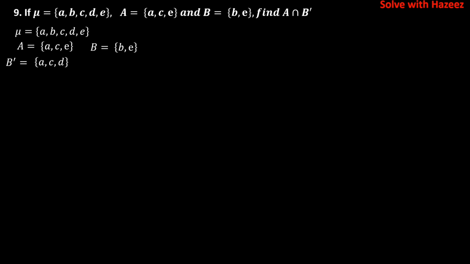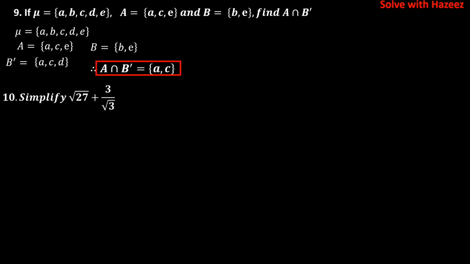So finally, finding A intersection B prime, that is, which elements do A and B prime have in common? You can see that we have A and C. So therefore, A intersection B prime is equal to A, C. And that's the answer for number 9.